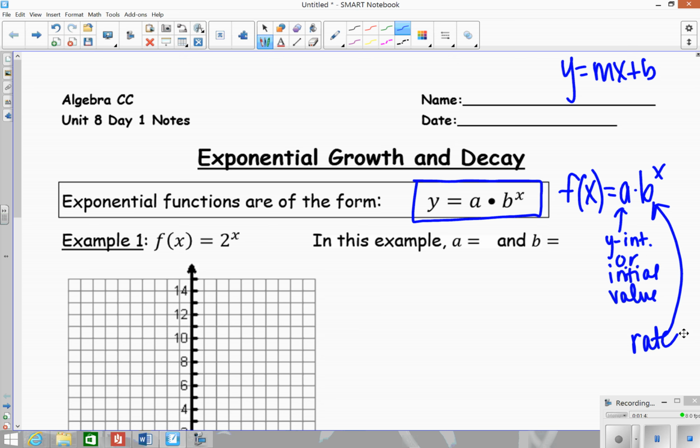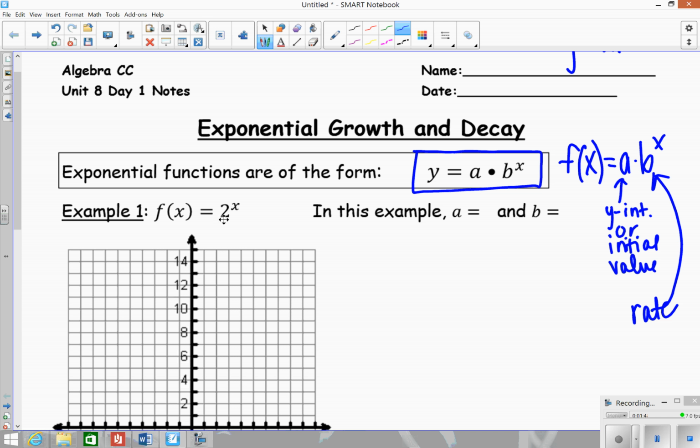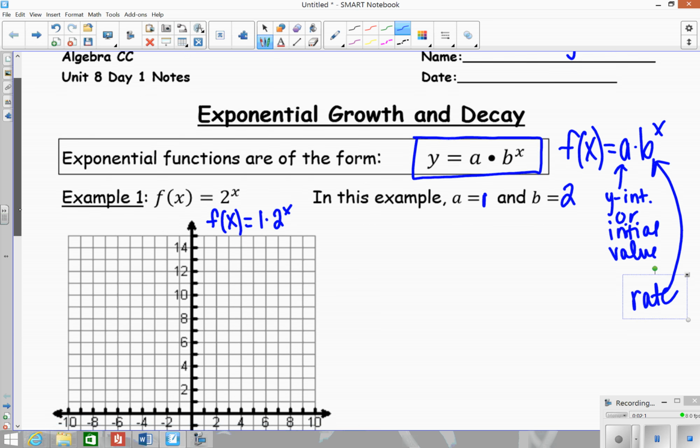So then if we look at this first example here, we have f of x equals 2 to the x. So for this one, this is really like saying f of x equals 1 times 2 to the x. We just don't write the 1 in front because 1 times anything is whatever you started with. So for this example, a is equal to 1. So your initial, your y-intercept is going to be at 1. And then the growth rate is going to be 2. So that's the b value.